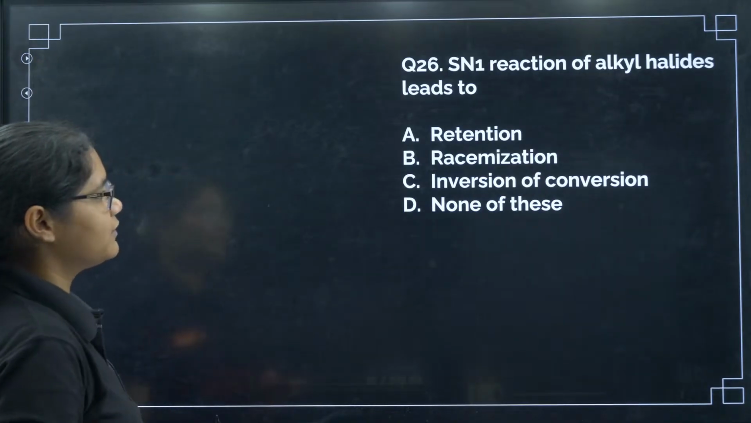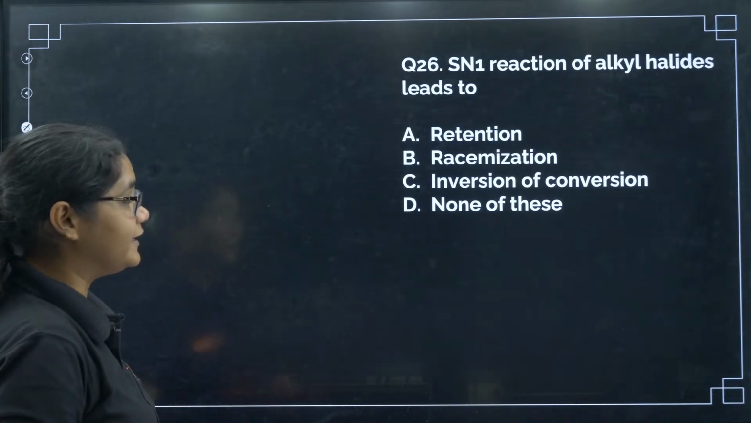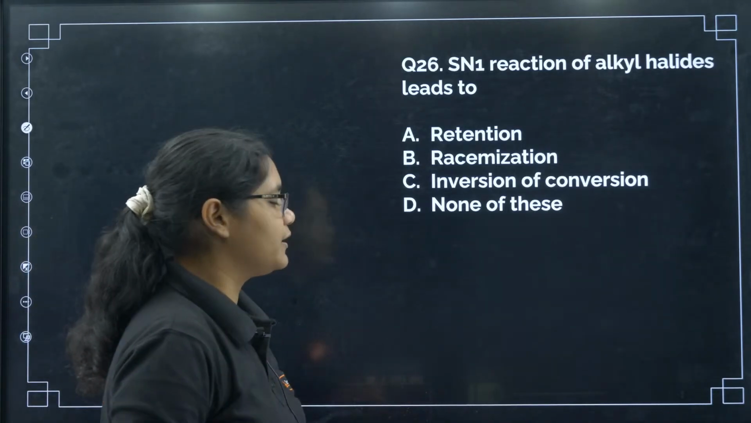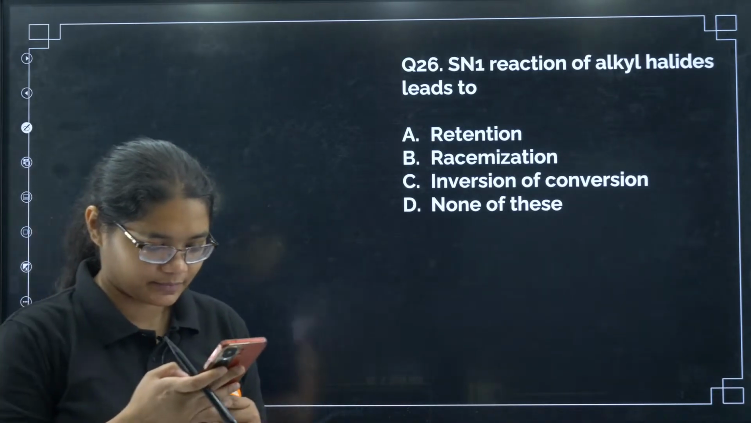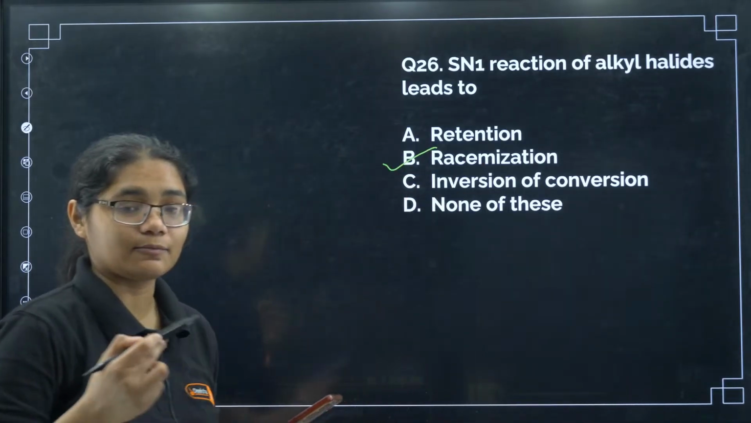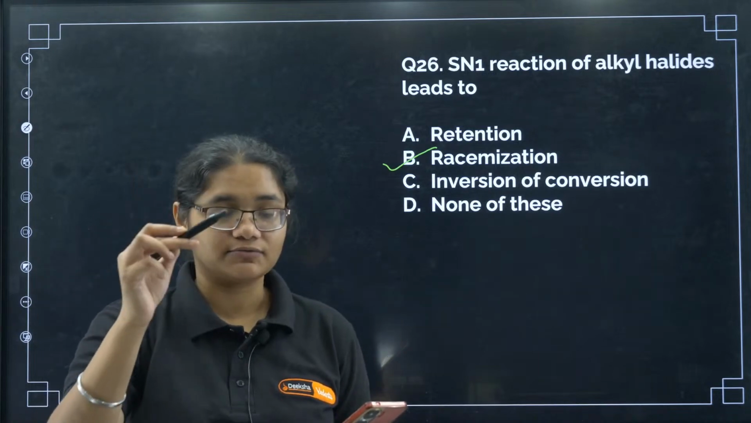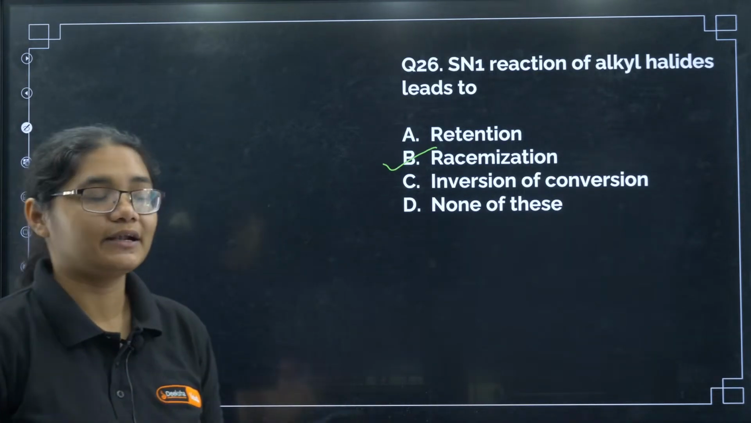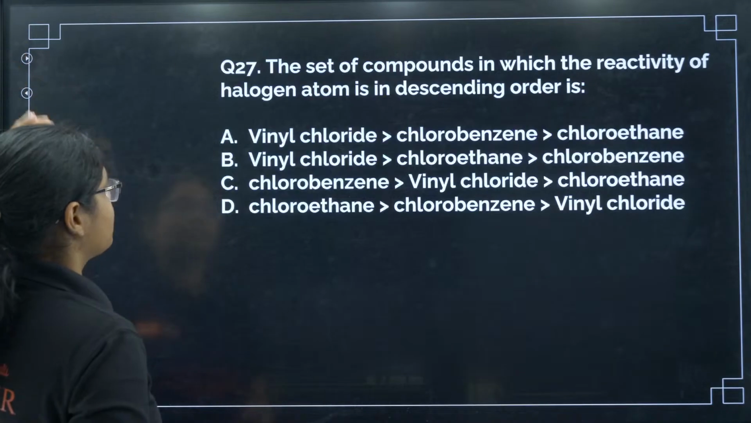Next question: SN1 reaction of alkyl halides leads to retention, racemization, inversion, or none of these. This is also a very simple question. It is racemization, right? Why? Because we get a carbocation, and once a carbocation is formed, the attack of the nucleophile can take place from both the sides, and that is why it will give you a racemized product.